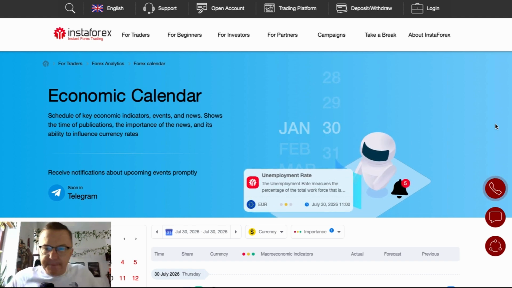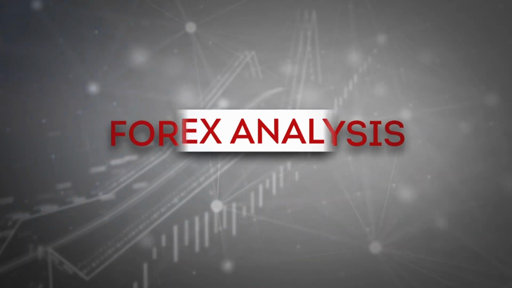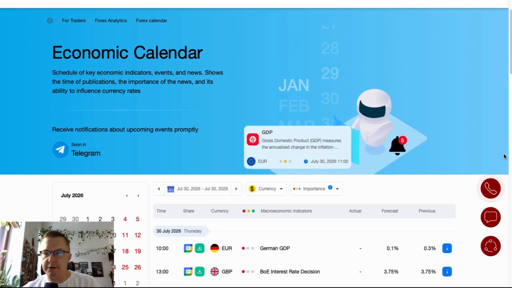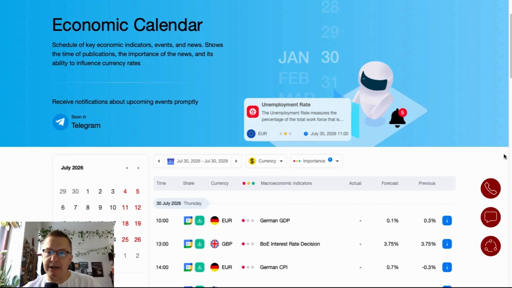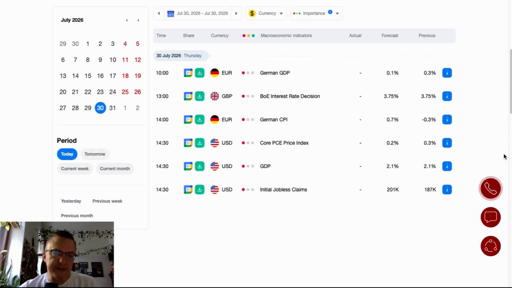Today is Thursday, July 30th, 2026. So let's take a look at the economic calendar for today. The Fed interest rate decision has been made yesterday, and we knew that the new Fed chairperson has been speaking about some kind of shocks, and that's the major reason why there is quite a different situation on the overall market. Nevertheless, that was yesterday. What do we have today?